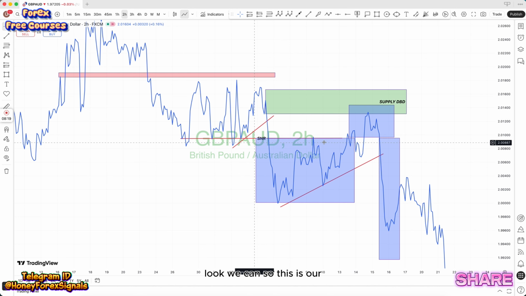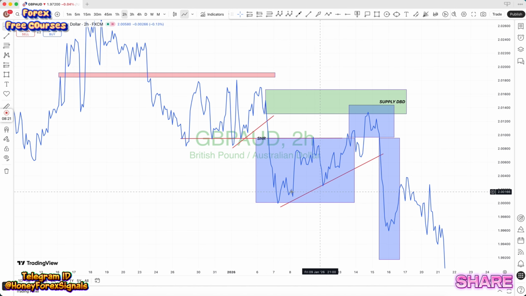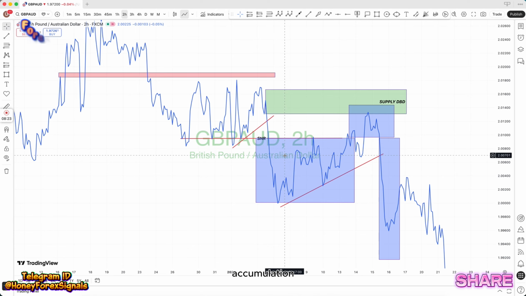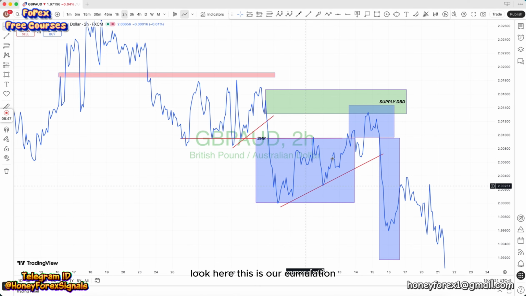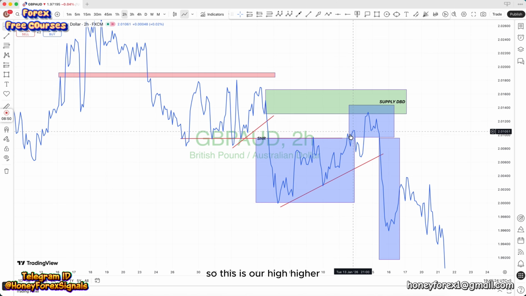Look, this is our accumulation. The market has different types of methods. We will help you understand step by step, so that you understand directly. The AMD method will not work unless we see confirmation on the left side. Look here, this is our accumulation. So this is our higher high, higher low, lower low QM.